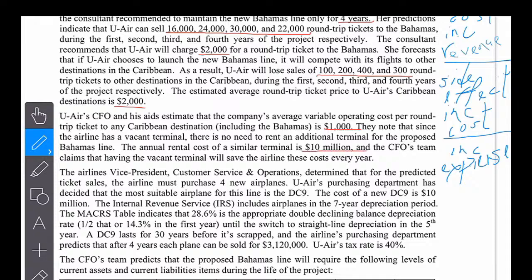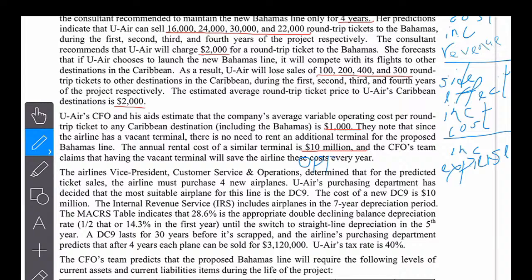This $10 million that it's mentioned, that the rental cost of a similar terminal is $10 million. We have to account for that in terms of cash flow. We're not going to receive that. So that we call, I'm going to put it over here, this is the opportunity cost.